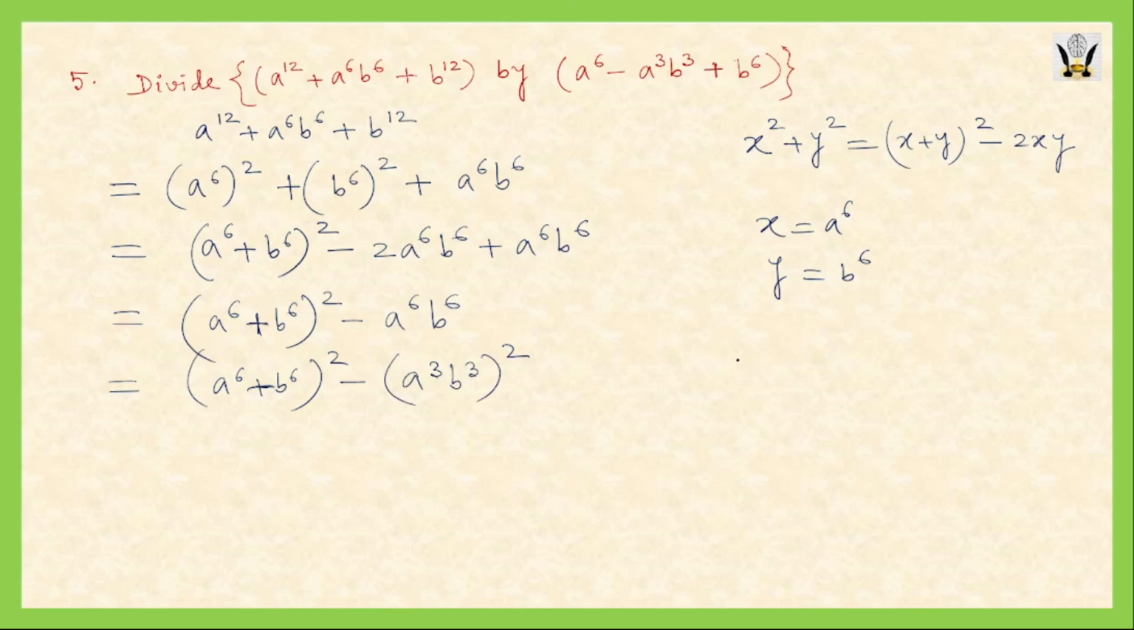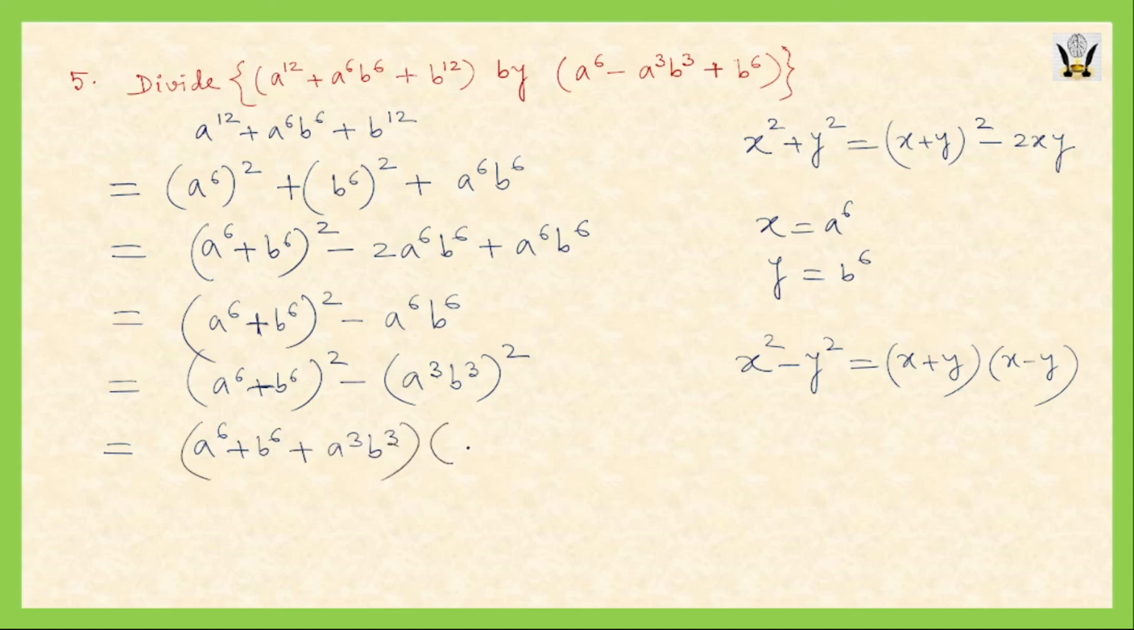So again this resembles what? This resembles the identity x square minus y square, and that is equal to, we know this, (x plus y)(x minus y). So this can be further written as a to the power 6 plus b to the power 6 and then plus a cube b cube. This time this is our x and this is our y. So this is what we will write, and then we have a to the power 6 plus b to the power 6, then minus a cube b cube. And this is the factorized form of this algebraic expression, and this will be divided by this divisor, where we can see a to the power 6 plus b to the power 6 and then minus a cube b cube.